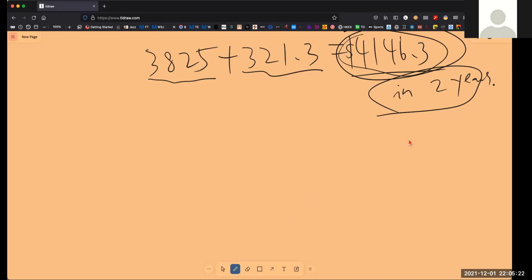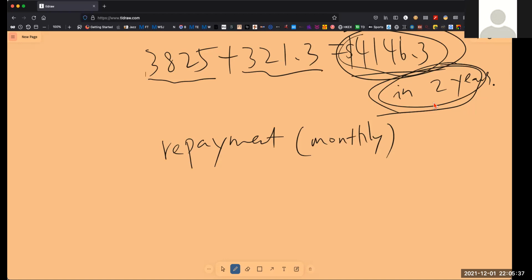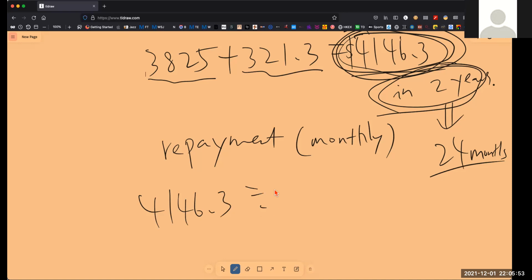In these 2 years, they call it the repayment. We're talking about repayment now. The repayment is actually monthly. So in 2 years, how many months? 24, right? So basically, you need to pay off 4146.3 in 24 months. So 1 month, how much does the person have to pay? This is the monthly repayment.